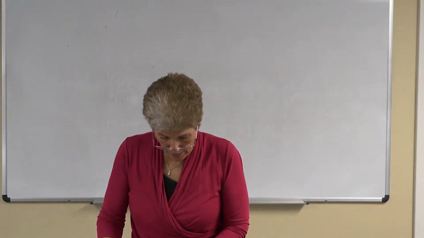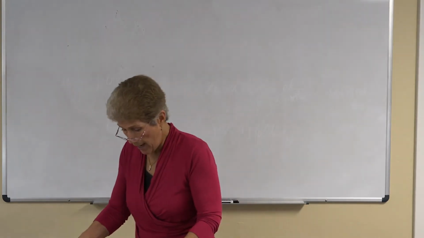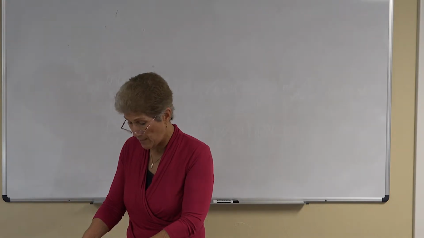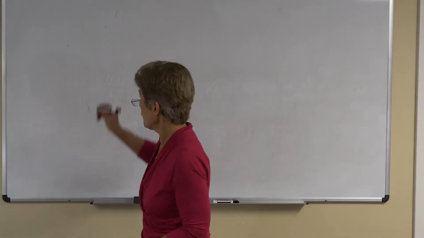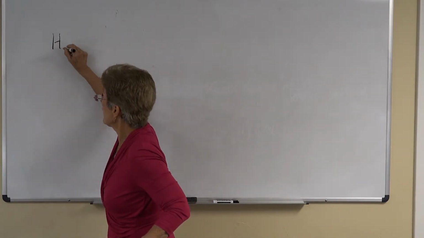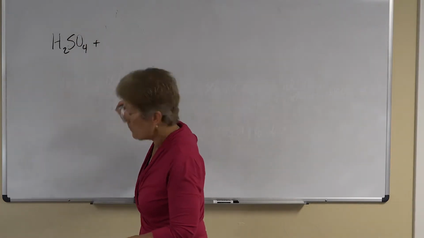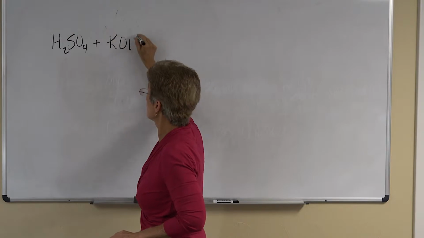Okay, we're on number 7. A 1.34 molar solution of sulfuric acid is used to titrate 15 mils of potassium hydroxide. It takes 17.8 mils to reach the endpoint. What is the concentration of the base? Okay, so we have sulfuric acid, and we're adding to that potassium hydroxide.